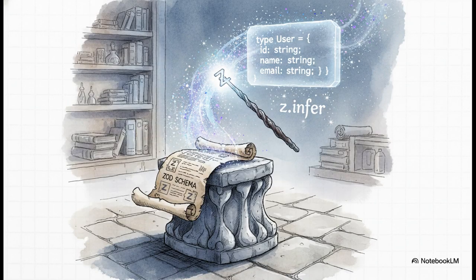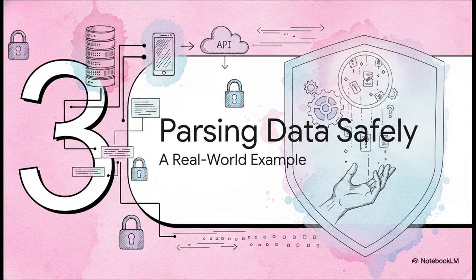And here it is. This is the magic. With this one little line, z.infer, you just tell TypeScript, hey, you see that schema I just wrote? Go ahead and figure out the type from that. And bam, you get a perfect TypeScript user type generated automatically. If you ever change the schema, the type updates right along with it. No more duplicate work. No more getting out of sync. It's incredible.